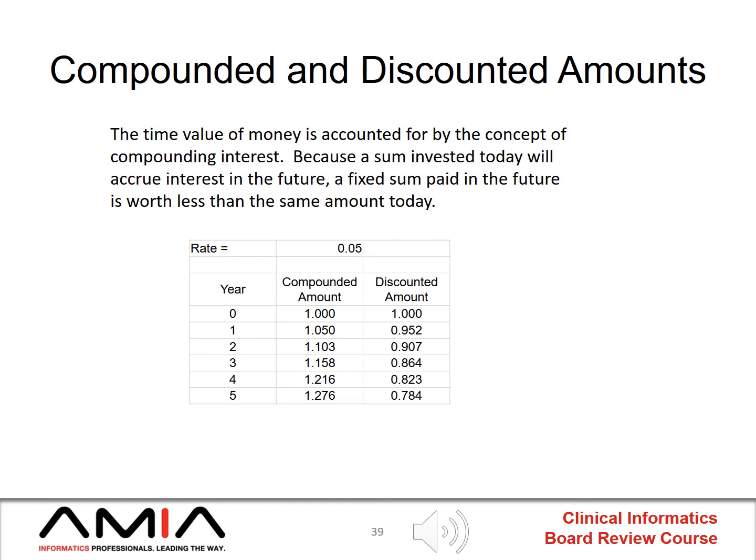So if someone asks whether you would prefer to receive $1 now or $1 in 5 years, this is the math behind the answer, which is that you prefer to have the dollar now. So this simple concept of compounding interest is behind the more complex concepts such as net present value.